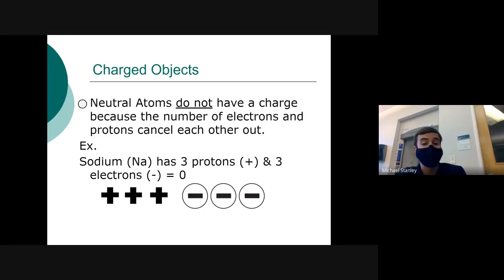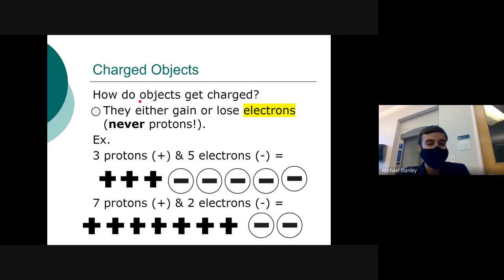What about when we do start messing around with our charges? So the way that objects get charged, the way that we can make an object charged, is by changing the number of electrons on that object. So again, the only thing that changes is electrons. So the protons never leave an atom or go to different places. Protons stay put. It is only the electrons that move around. So if we go back to our sodium example, sodium has 3 protons, 3 positive charges. But if something happens and sodium gains a couple extra electrons, like say 2 more, now we have 3 protons and 5 electrons.